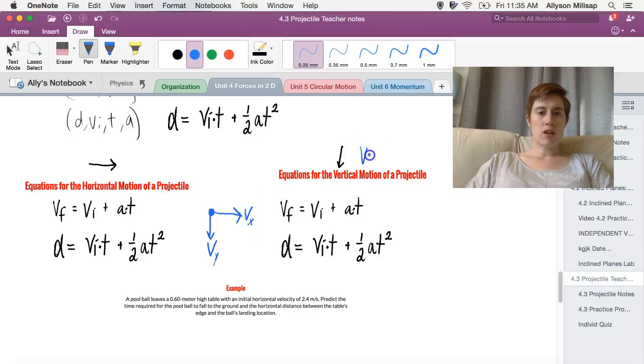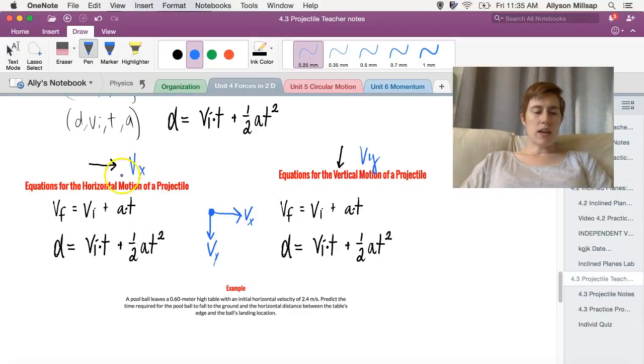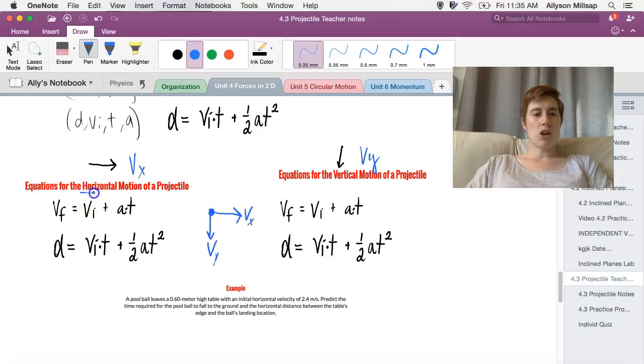Okay, so this is our Vy, and then this is our Vx. Now, let's look at Vx. If it's being thrown in this direction, what do we know about horizontal speed? Horizontal speed is constant. It doesn't change in a projectile because there's no force horizontally.